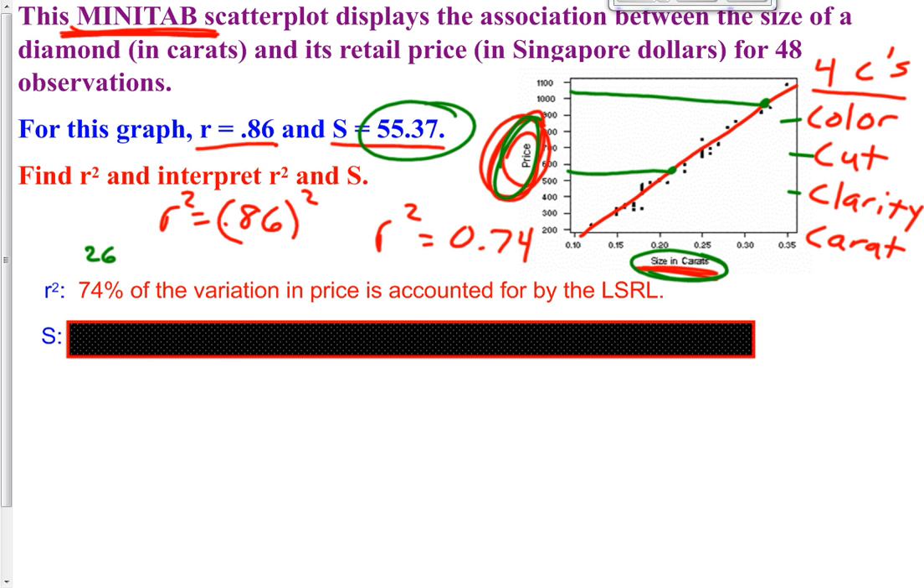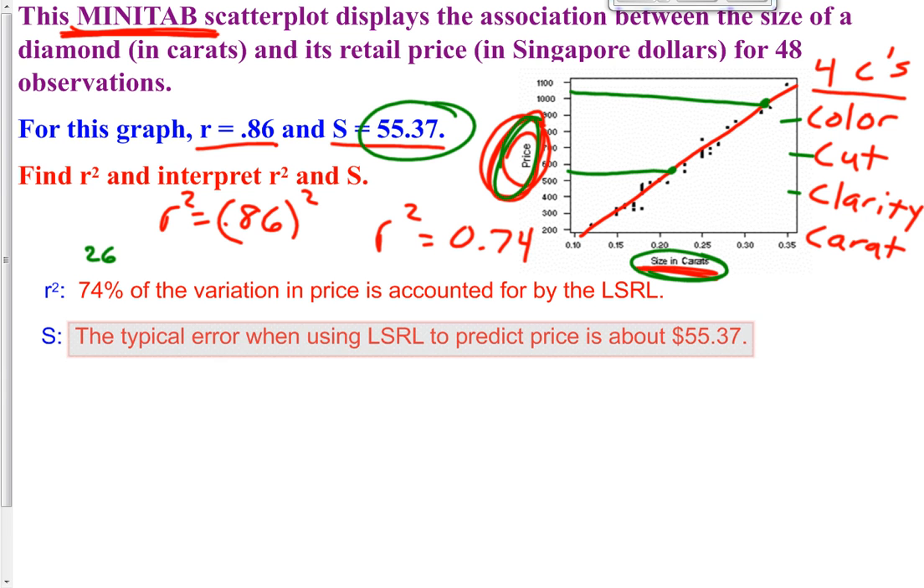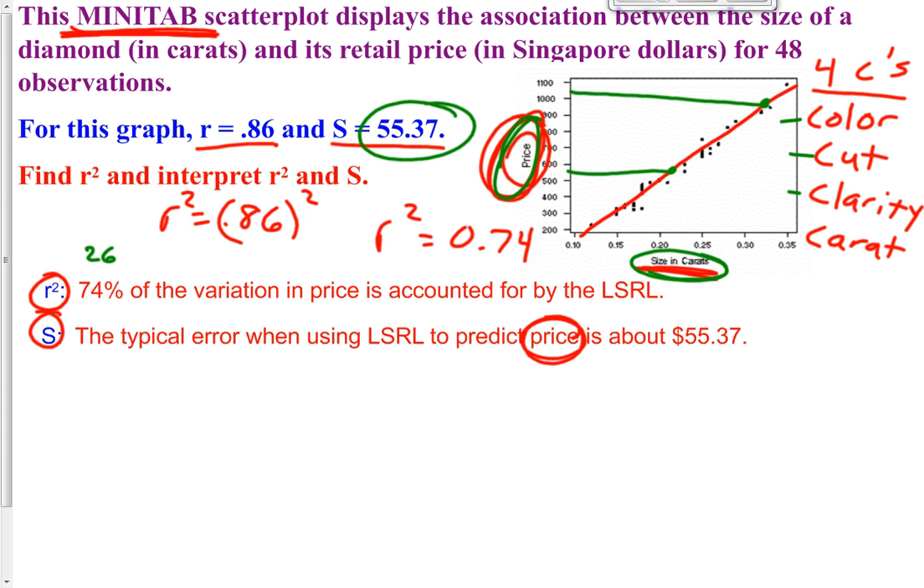So the typical error when using the least square regression line to predict the price of a diamond is $55.37, roughly. So I want you to memorize r squared, and I want you to memorize this sentence for s. The typical error when using the least square regression line to predict the y value, and the y value is price, is about $55.37. That's the value of s. Okay, let's practice this again.